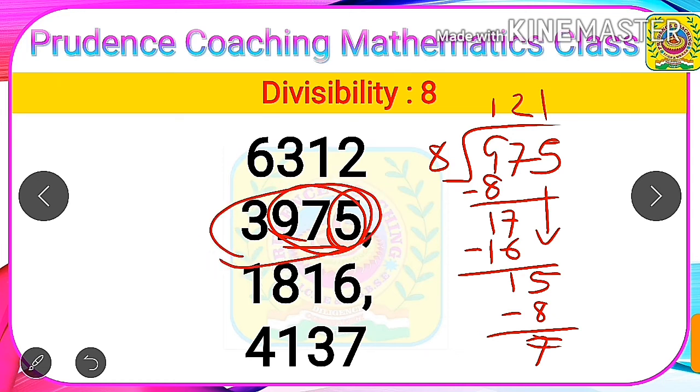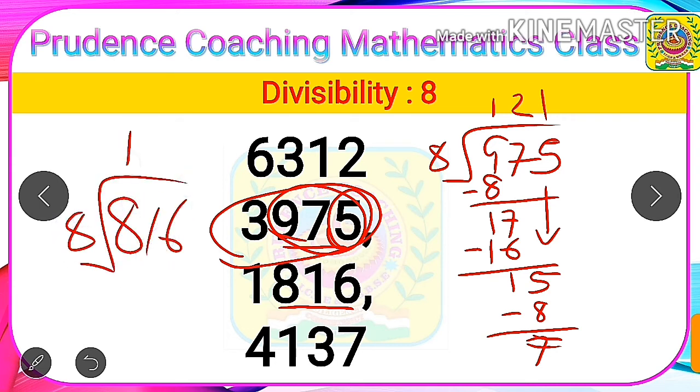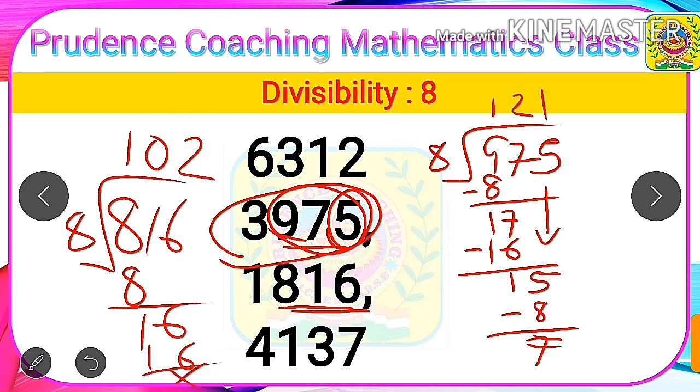Next, we will see whether 1816 is divisible by 8 or not. For this, we need to take the last 3 digits and divide it by 8. So, let us divide it by 8. We will get 816 divided by 8. We will get 8 ones are 8, and this 1, this 0 and 6 will come down, and 8 twos are 16. So as you can see, 816 is completely divisible by 8. Therefore, this complete number, that is 1816, is divisible by 8.